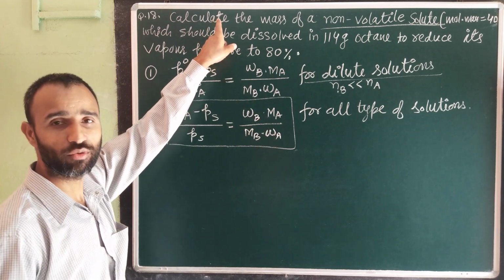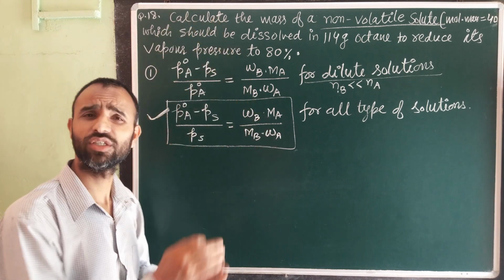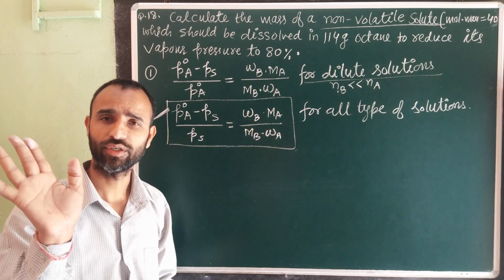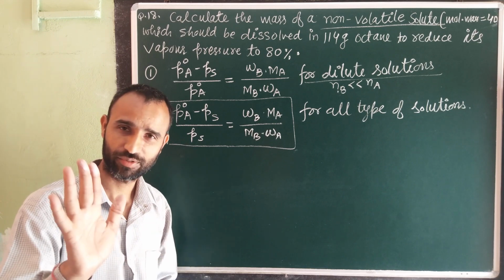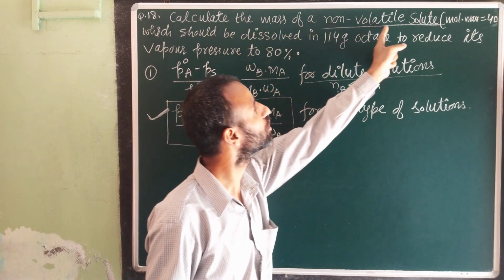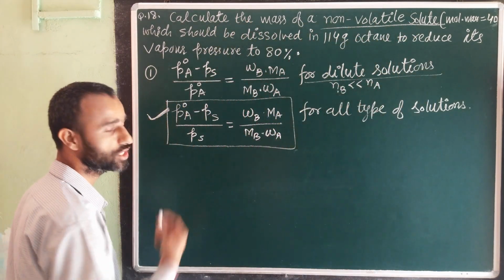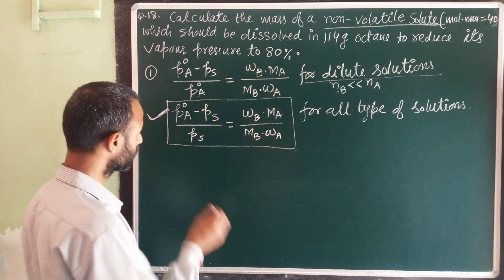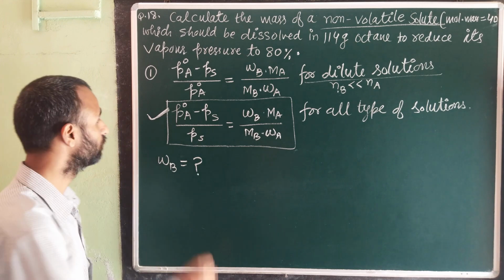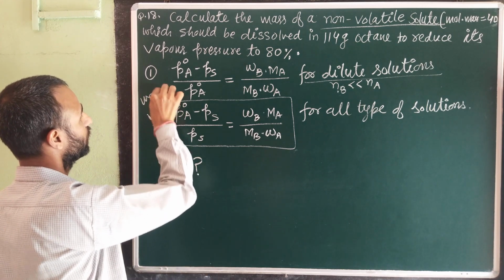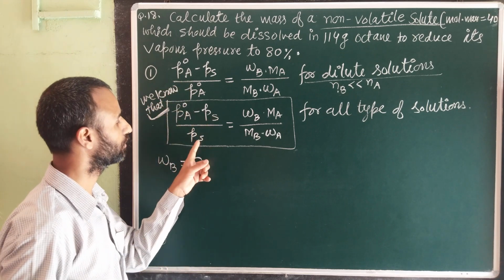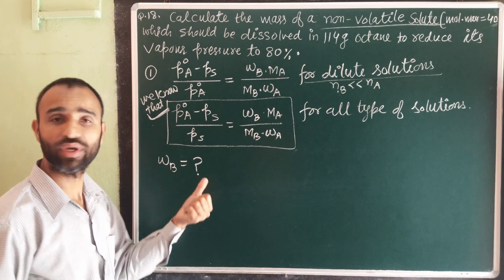What do we have to calculate? In this chapter all the questions are related to the formula only. If you know the formula, you get the answer upon calculation. See, calculate the mass of non-volatile solute. What is solute? B, and mass WB. That means we have to find out WB. We start from here. We know that (P naught A minus PS) over PS equal to this. WB we have to calculate.